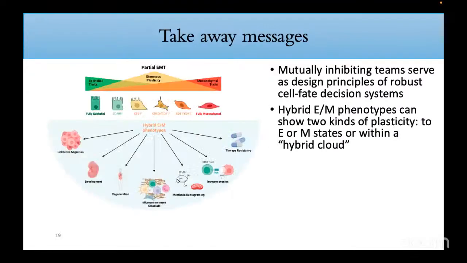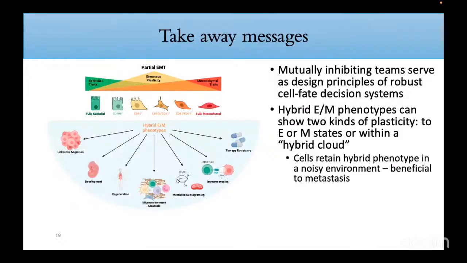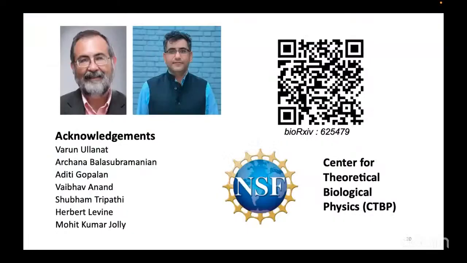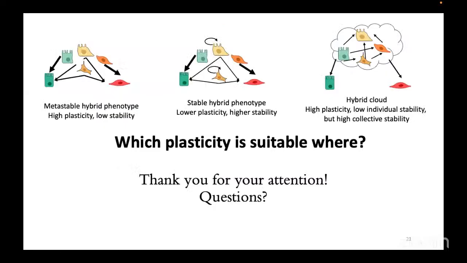and the hybrid phenotypes can have different kinds of plasticity. We capture what is known as a cloud type of plasticity, what we are calling cloud plasticity. And the question that we're interested in asking now is, what kind of plasticity is more suitable? So I would like to acknowledge Mohit and Harbi and all the other people involved in this work, and leave you with this picture. Based on my understanding, there are three kinds of plasticity that you can have, and it's really interesting to think about what kind of plasticity is more suitable for what condition.